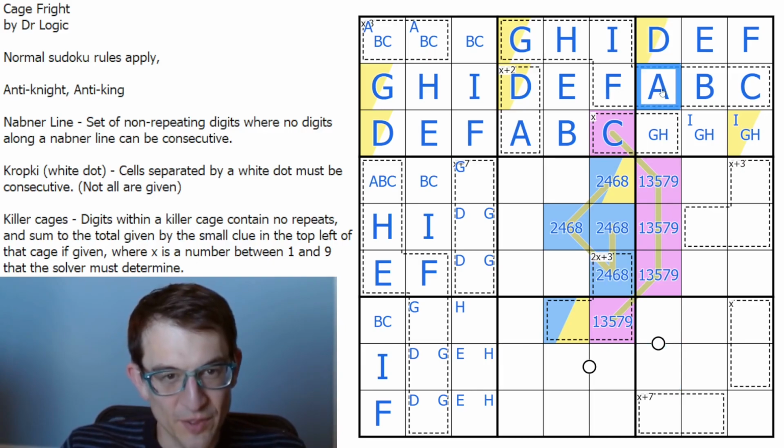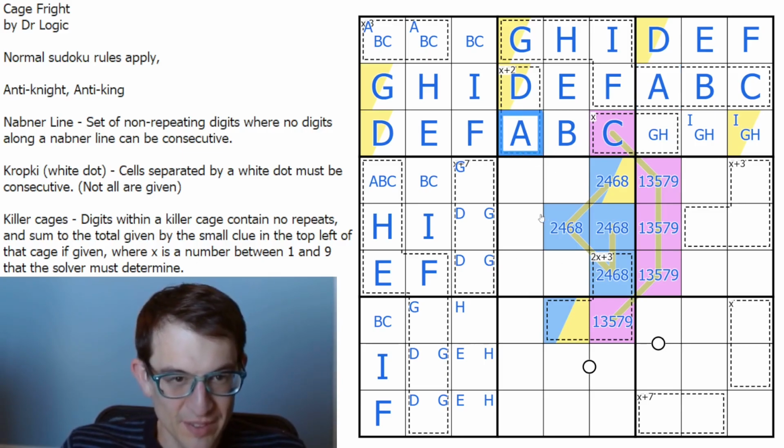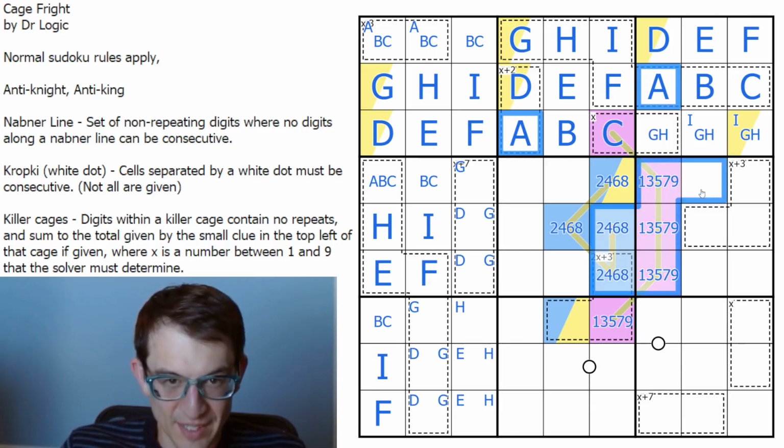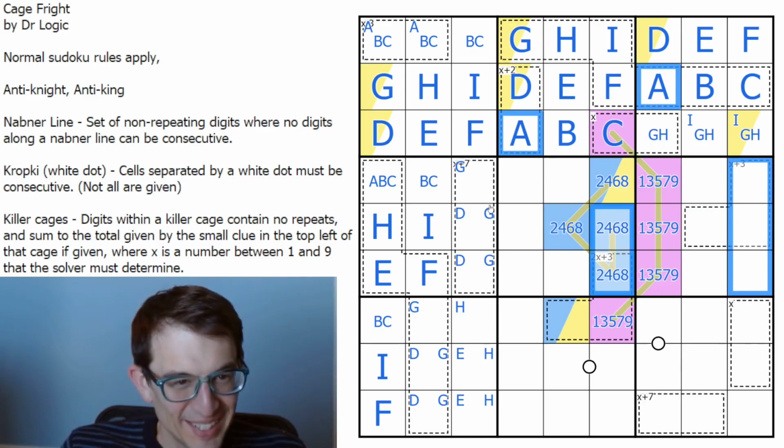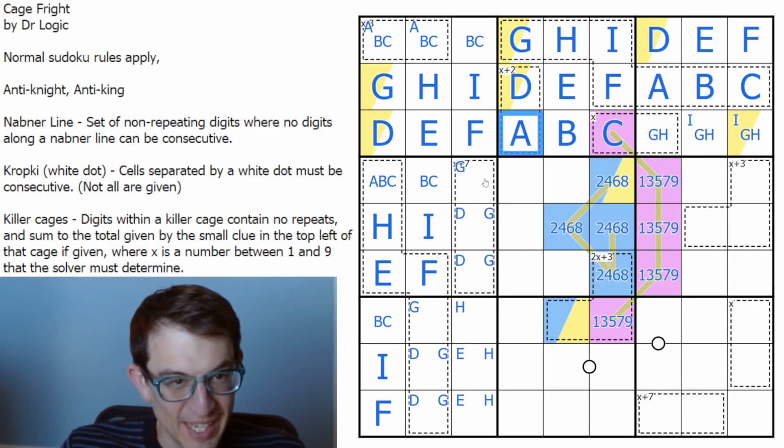Well, hold on. This is also A. Well, it doesn't matter. Okay, suppose A is even, then A is one of these two. A is not here, A is not here. These two, by anti-knight, mean A is not here. So if A were even, it'd be one of these. That's not helpful at all. Actually, A is starting to interact here, so one of these is A.